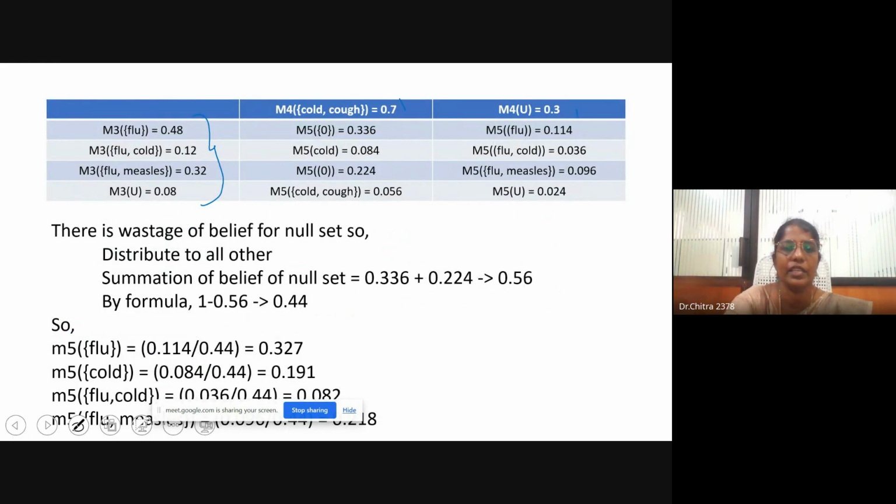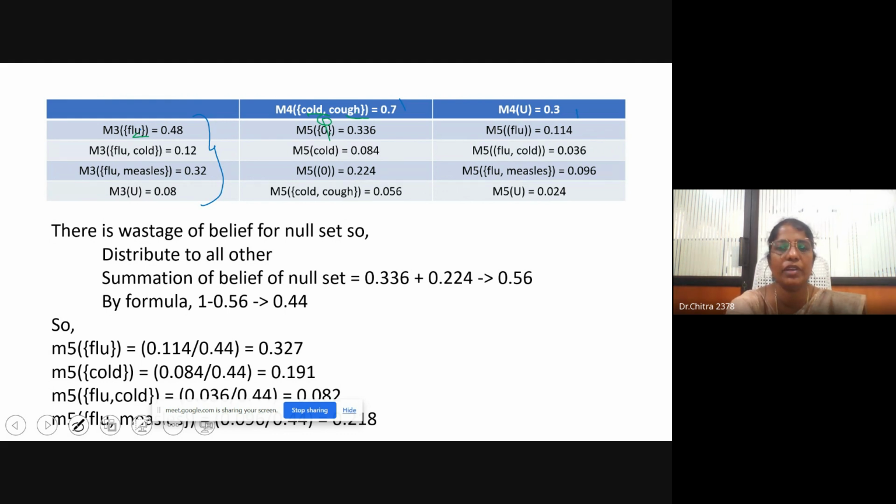Now I can add these two things. According to the Dempster-Shafer theory, I'll find the intersection and multiply the values. Here it is flu, and here it is cold and cough. Then what is the intersection? Nothing is common, so that is M5 of nothing. The intersection is the new factor I have added.